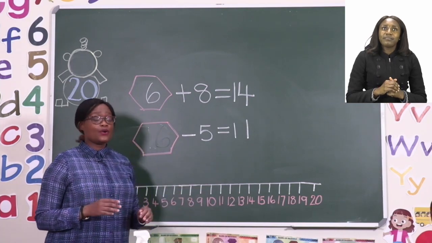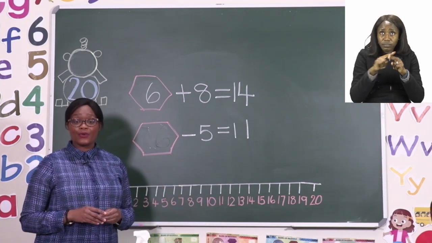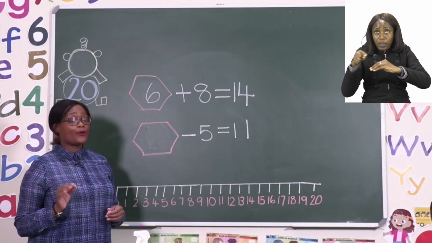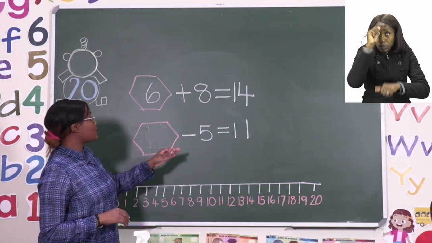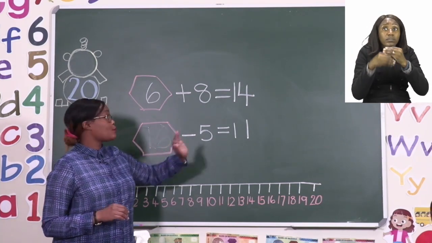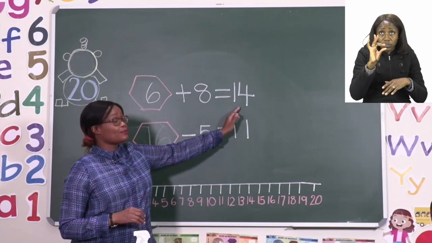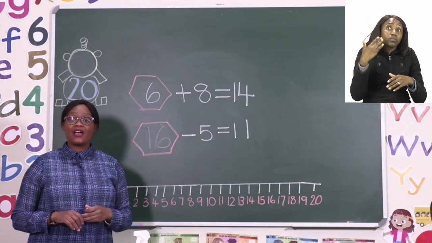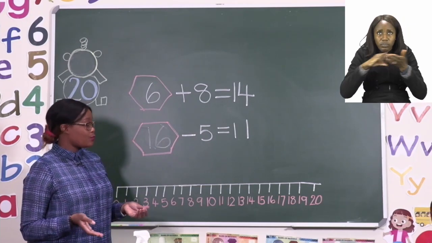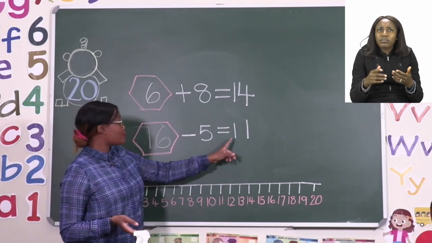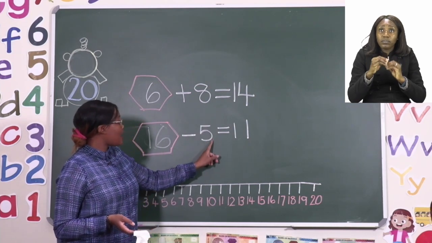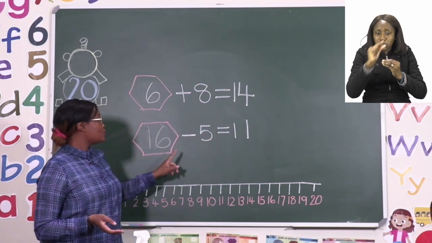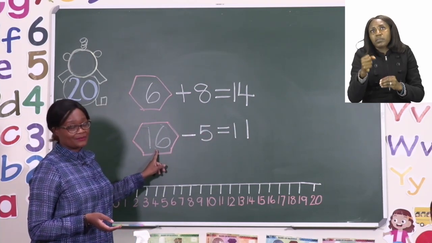So don't forget, we're still using the number line for both, and then also how we use it is different. Every time we are adding, we count from the small number going to the big number to get our answer. And then every time we are subtracting, we are going to count from the big number the many times of the small number to get our answer.